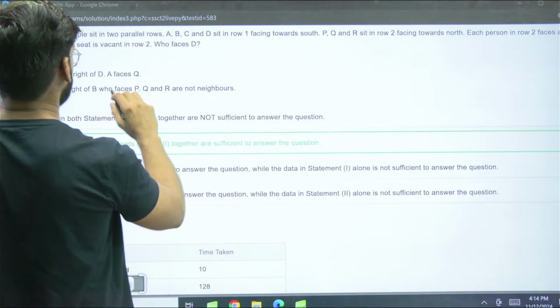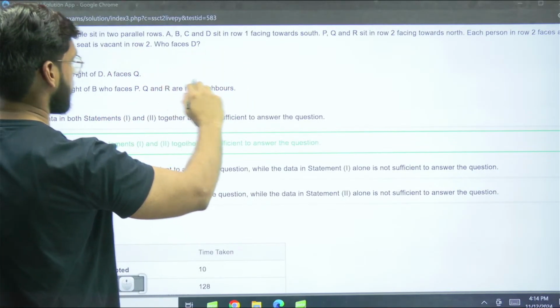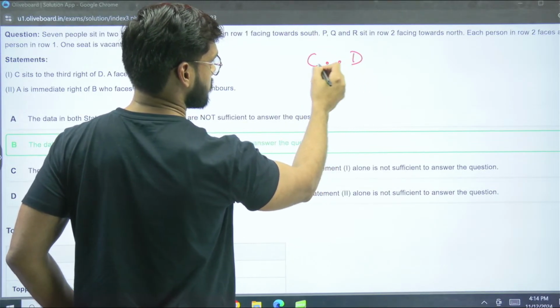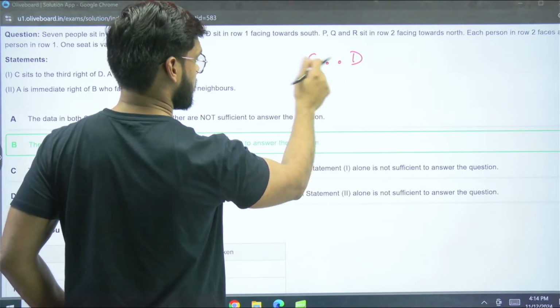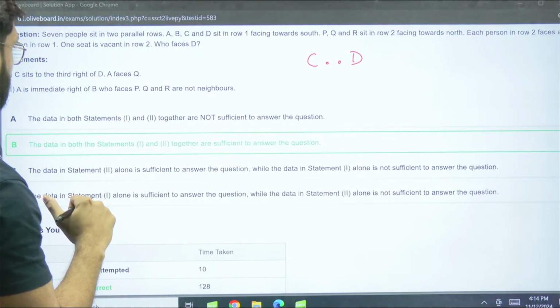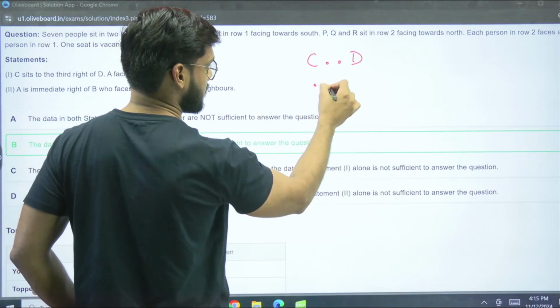C sits third to the right of D. 7 people sit in 2 parallel rows, A, B, C, D. Row 1 is facing south, and C sits third to the right. Third right means 1, 2, 3. Okay, C sits third to the right of D. It means 2 seats will come between C and D. So these are the 4 seats, and they will be like this.